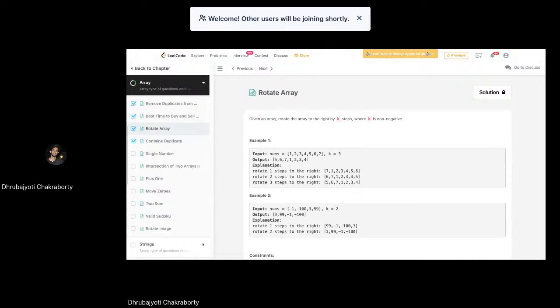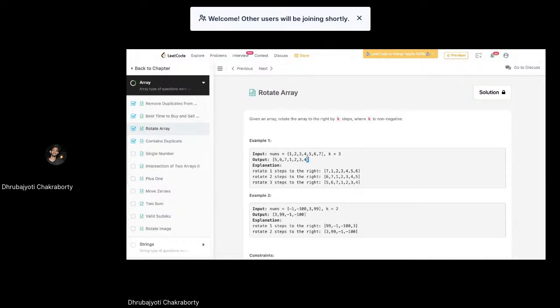So let's say we have an array called nums, and the values that we have are 1 2 3 4 5 6 7, a sorted array, and the value of k is 3. Now, because the value of k is 3, I have to rotate this array by 3 steps. By 3 steps, what I mean is 5 6 7 will come forward, and 1 2 3 4 will go backward.